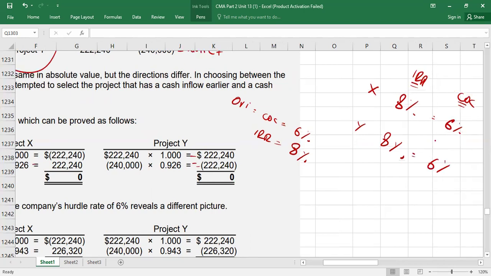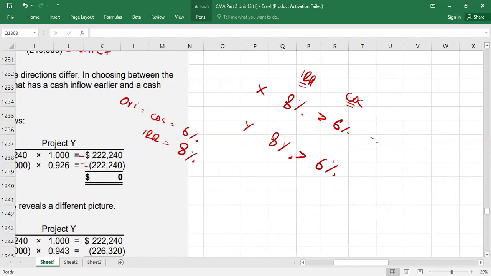So cost of capital is 6%. Whenever IRR is greater than cost of capital, we always say yes, we should accept the project. It means based on the IRR decision, project X should be accepted, and project Y should be accepted because IRR is greater than cost of capital, right? Am I right or wrong? I proved that IRR is 8% because NPV becomes zero there. So at IRR greater than cost of capital, both projects should be accepted, X and Y.